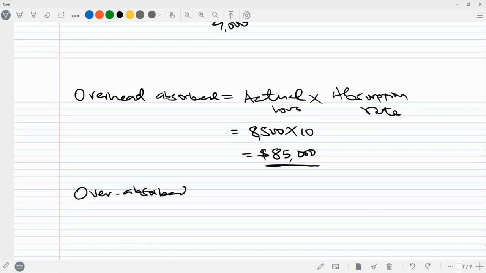Therefore, the overabsorbed overhead is equal to what was absorbed, 85,000, minus the actual, which was 80,000. Here we have a case of an overabsorption of 5,000 for that time period.